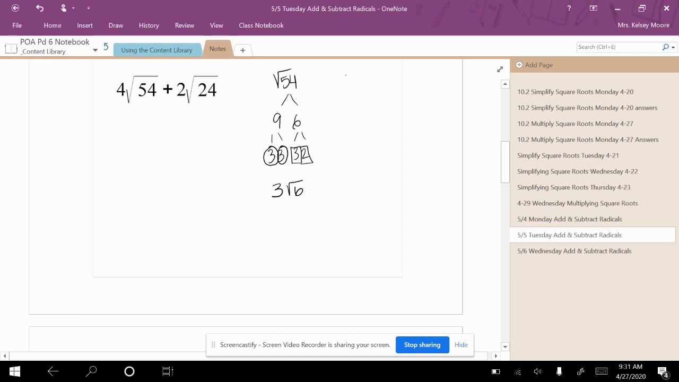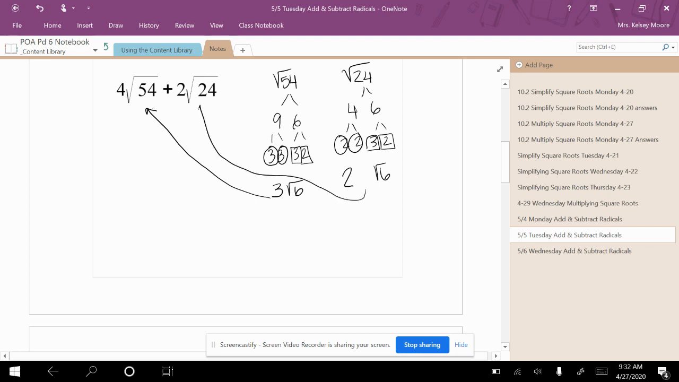Okay, then I'm going to break apart the 24. I'm going to do 4 and 6, 2 and 2, 3 and 2. Circle my pair of 2's and rewrite that. Box the 3 and the 2, and you get square root of 6. So when I come back over here, I'm going to bring the 3 and the 6 back over here. So the square root of 54, let me draw some lines here. The square root of 54 is now 3 square root of 6.